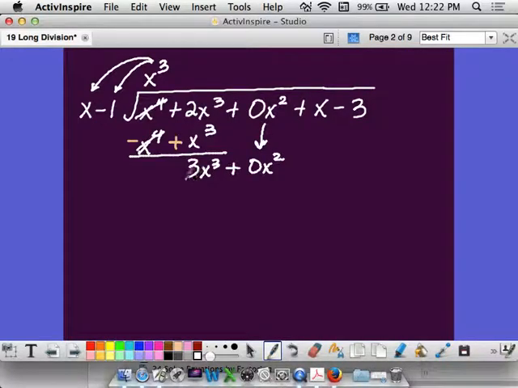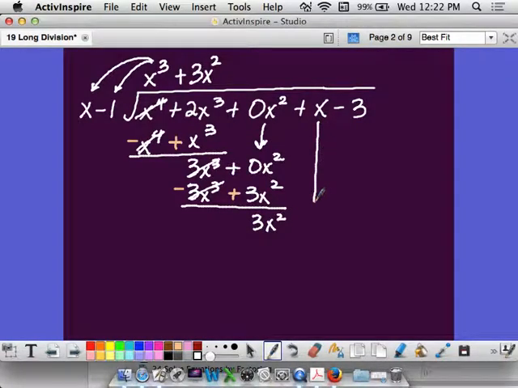What times x is 3x cubed? A positive 3x squared. So 3x squared times x is 3x cubed. 3x squared times negative 1 is negative 3x squared. Draw the line, change the signs, and combine. So these are going to cancel, and I'm going to have 3x squared. Bring down the next term, in this case, it's plus x.